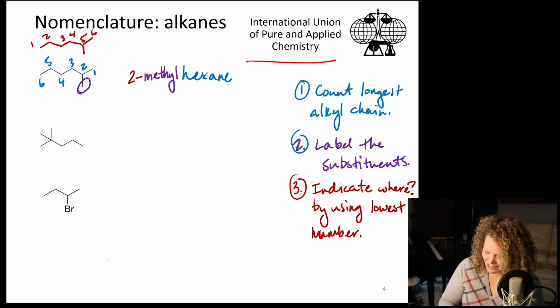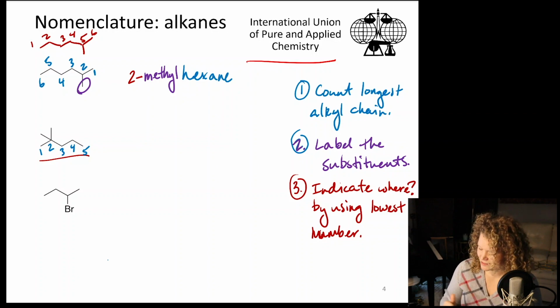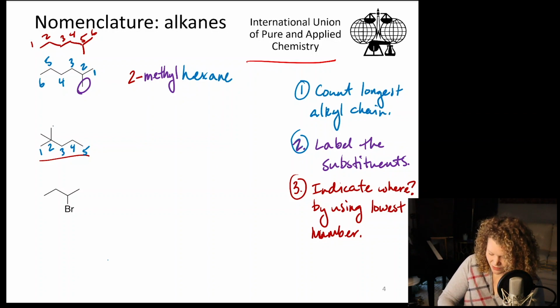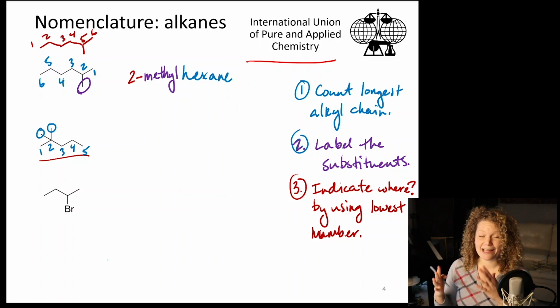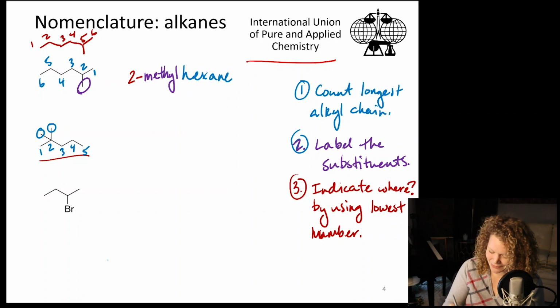So the first thing here is we need to count the longest alkyl chain. 1, 2, 3, 4, 5. Cool, we have 5 carbons. Second is label the substituents. Well, here we have 2 methyls as well. And the third is indicate where by using the lowest number. And luckily I counted this correct. So we've got 2 methyls on the 2 position.